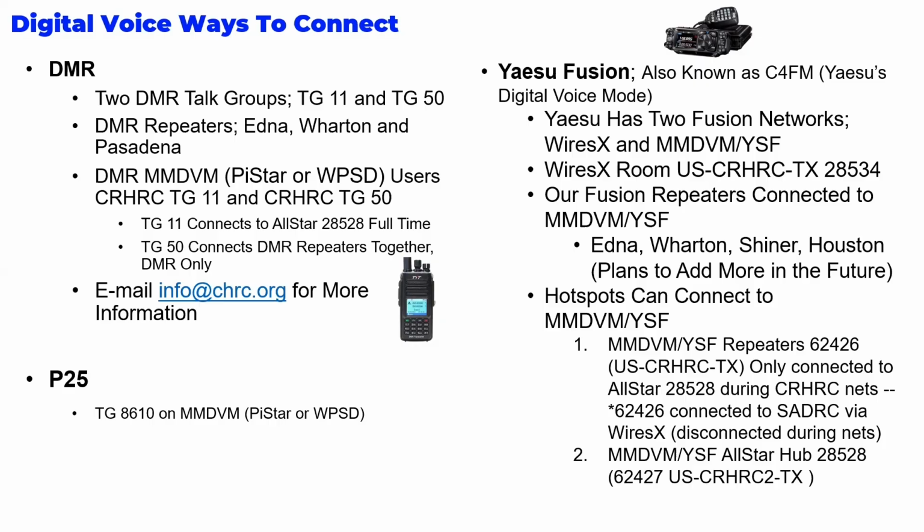So Talk Group 11. And we also, thanks to Robert, have an MMDVM DMR instance through Pi-Star and WPSD users. They can find it by looking for Crossroads CRHRC Talk Group 11 on the Pi-Star, and that will get you back and forth to the AllStar Hub node. So if you have a DMR radio and you have a DMR hotspot and you want to talk on Crossroads, the main network, you go find CRHRC Talk Group 11 through Pi-Star or WPSD. I'm going to let it drop.